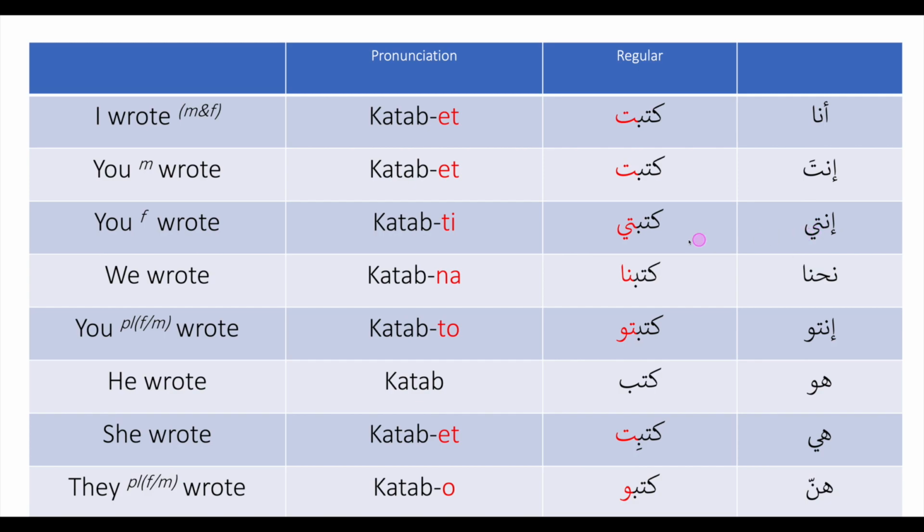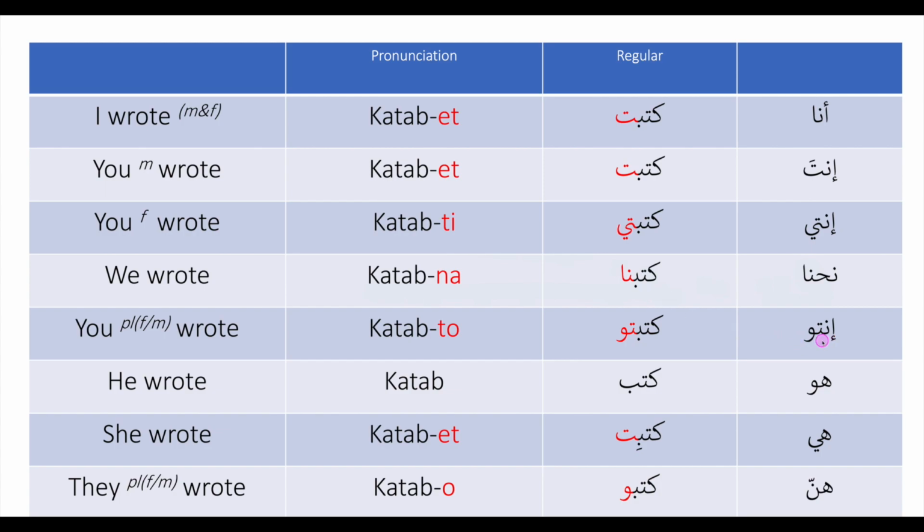Inti ends with ti. Take it and add it to the end of the verb. So we've got the verb katab. Then it becomes katabti. Inti katabti. Nahna ends with na. Add it to the end of any verb and it becomes katabna, we wrote, katabna, and that's it. That's how you do it.